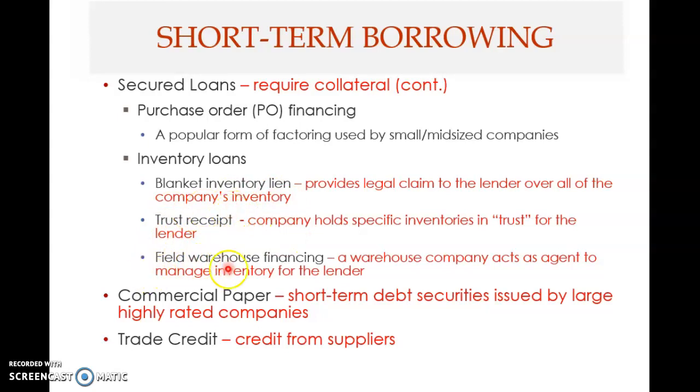And then field warehouse financing is where a warehouse company, a third entity, acts as an agent to manage the inventory.